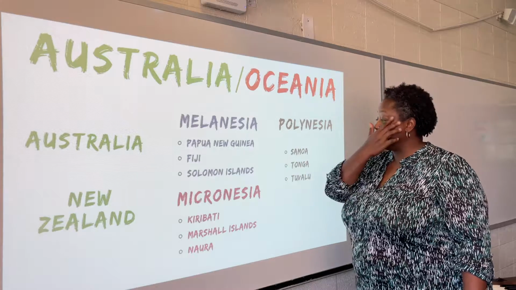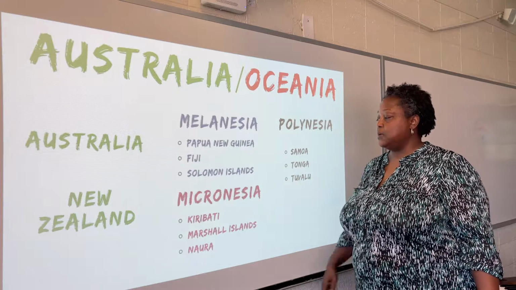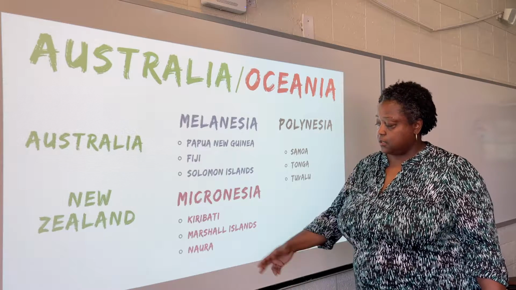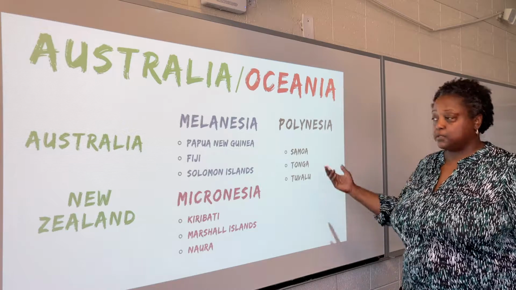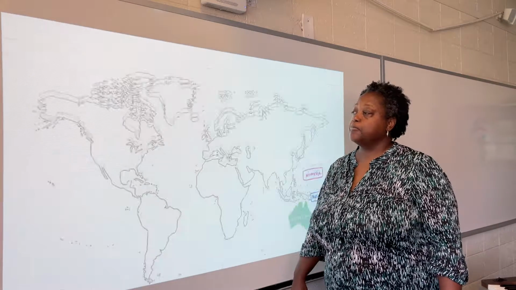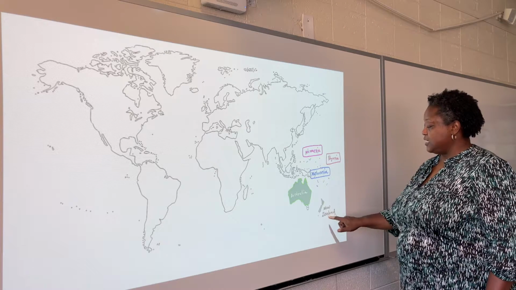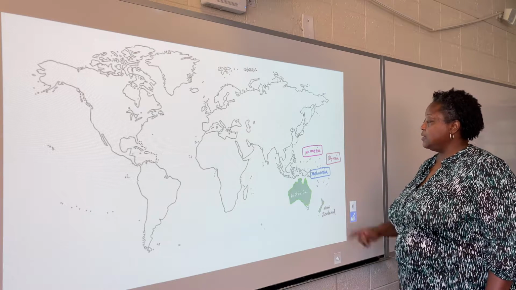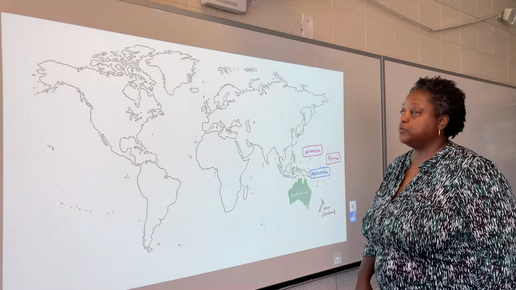Melanesia, so we have Papua, Fiji, Solomon Islands, Micronesia, the Marshall Islands, Nauru, and Polynesia, Samoa, Tonga. And that's over here. So as I said, Australia and New Zealand, as you can see, are very close to each other. And then all these little islands in this area are what represents the others.